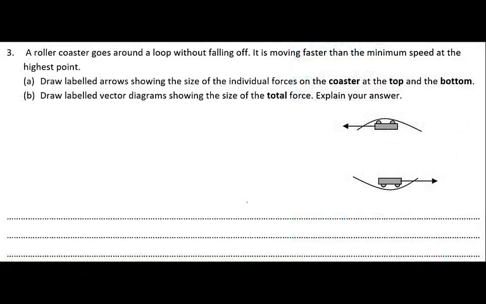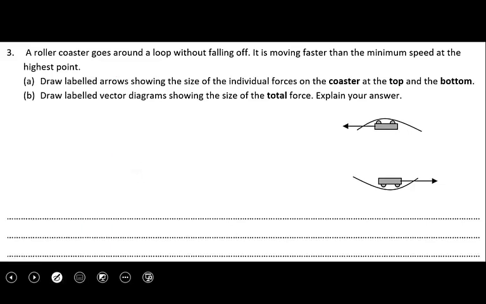Let's have a look at another couple of examples. Here we have a roller coaster going around a loop without falling off. It's moving faster than the minimum speed at the highest point. Draw labeled arrows showing the size of the individual forces on the coaster at the top and the bottom. Draw labeled vector diagrams showing the size of the total force and explain your answer. Okay, so let's do that.